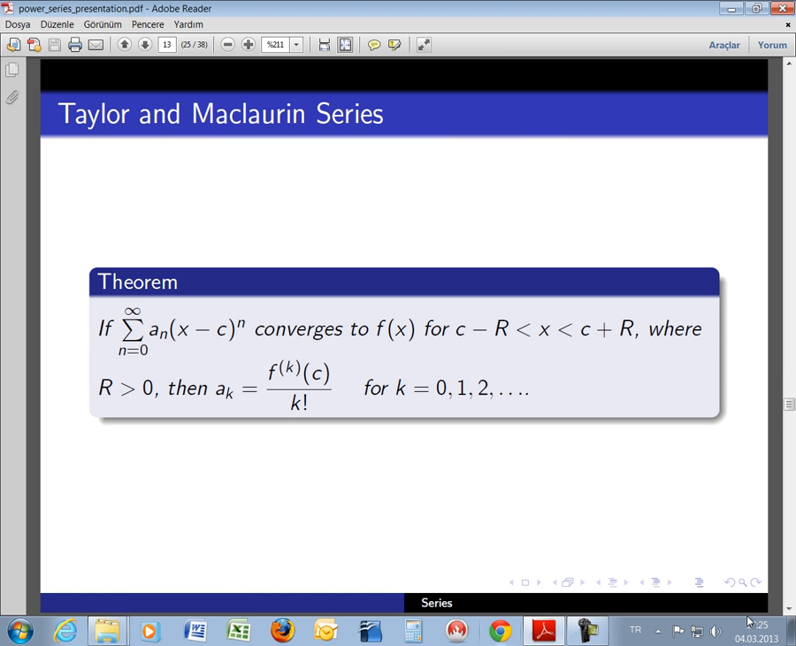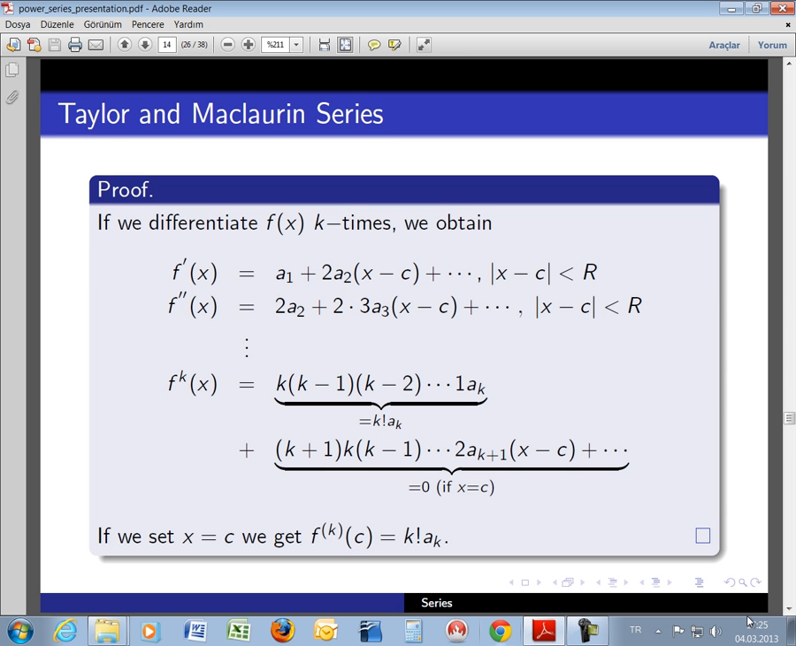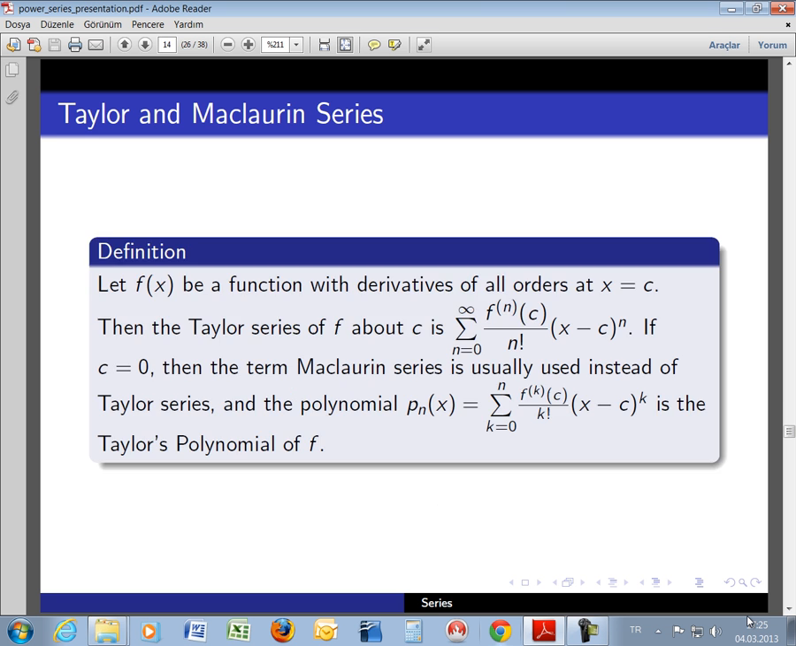To answer this question, we will mention Taylor and Maclaurin series, where a Taylor series is a series that I will describe later. But now we will just say that if a power series, the sum of a_n (x minus c) to the power n, converges to a function, then a_k is the kth derivative of the function at the point c over k factorial. The proof of the theorem is given here explicitly, but I don't want to say more about it.